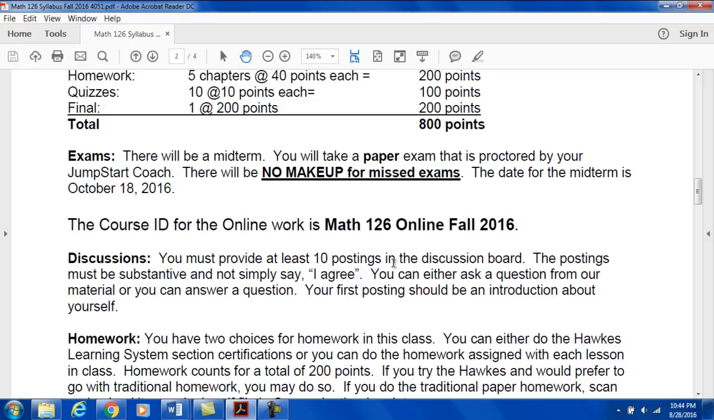But I want to point out that this class has been kind of merged with my other online class. So there's a separate syllabus for them. They don't have to do things that you have to do. I mean, in this class we need to do a proctored midterm because we have the ability to do that. So that is the requirements of this class.